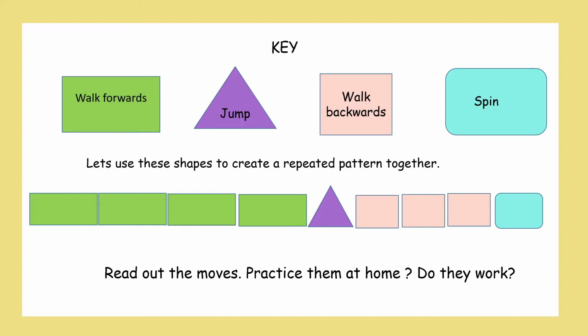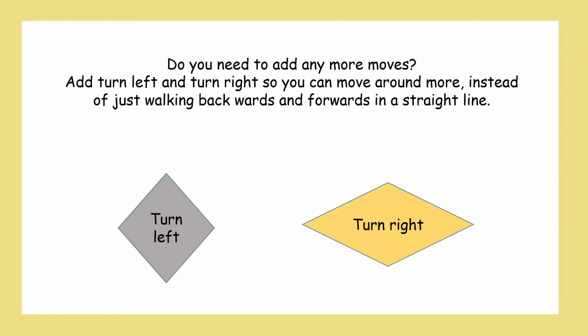Did they work? How did you get on? So let's make the dance moves more creative and add in some more moves. Let's add in turn left and turn right, so you can move around more instead of just walking backwards and forwards in a straight line. So the grey diamond shape means turn left, and the yellow rhombus means turn right.